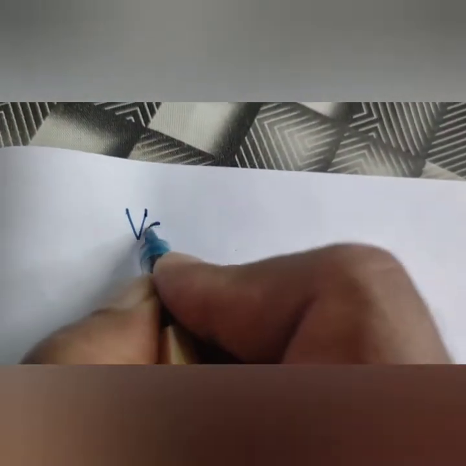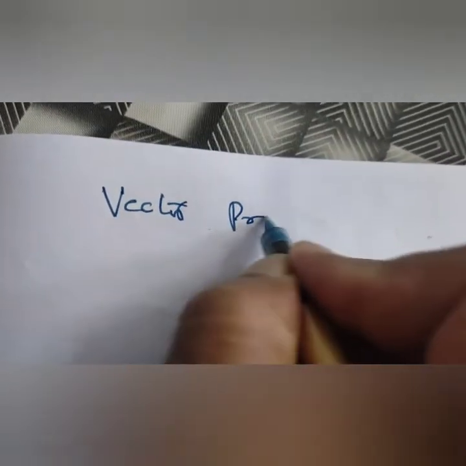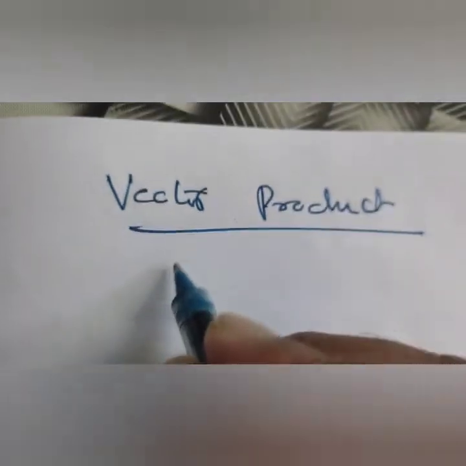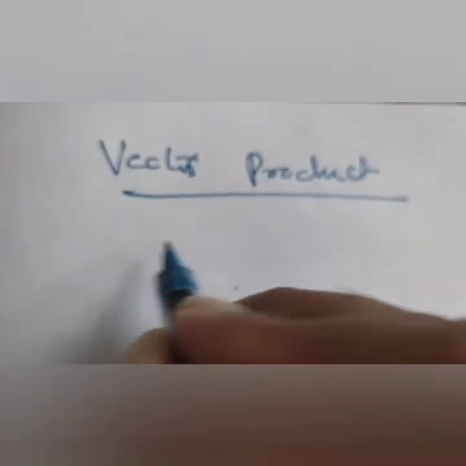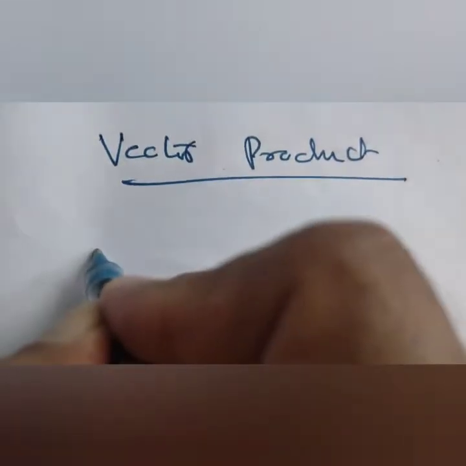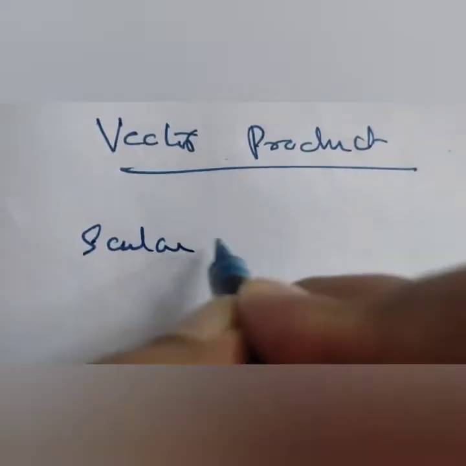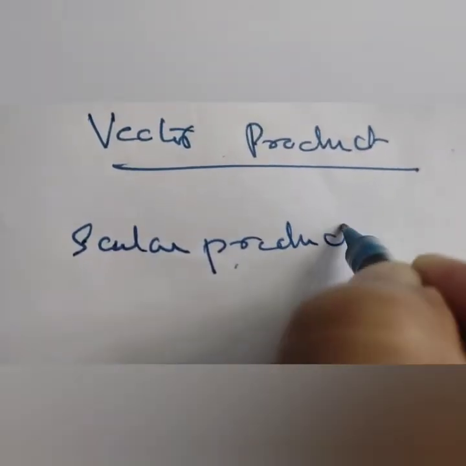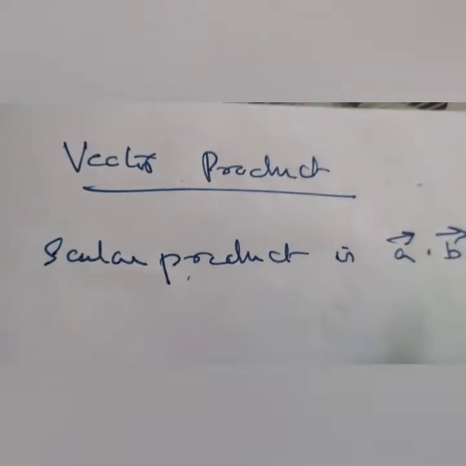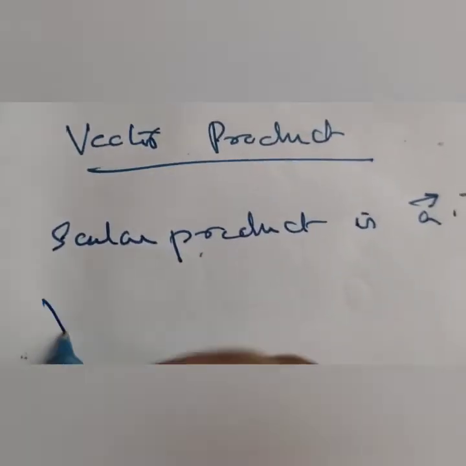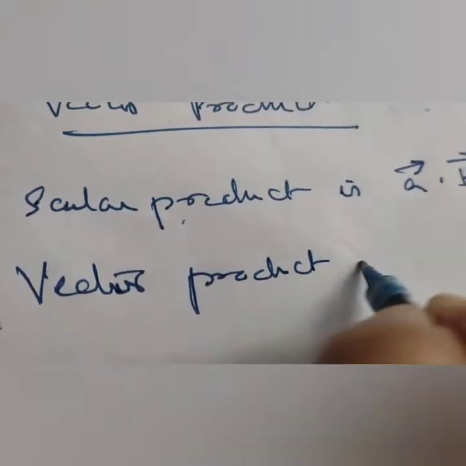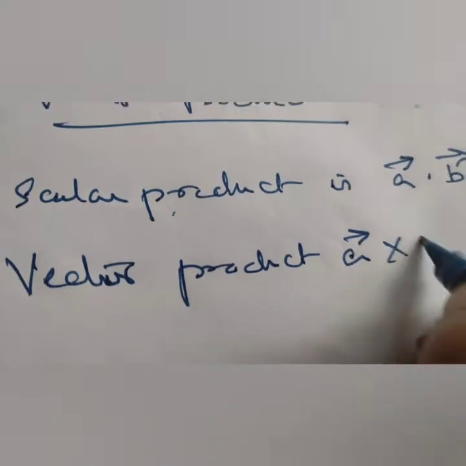Now we see what a vector product is. Scalar product we already know, that is A dot B. Scalar product is A dot B. Now the vector product is A cross B. Remember, the symbol is A cross B.